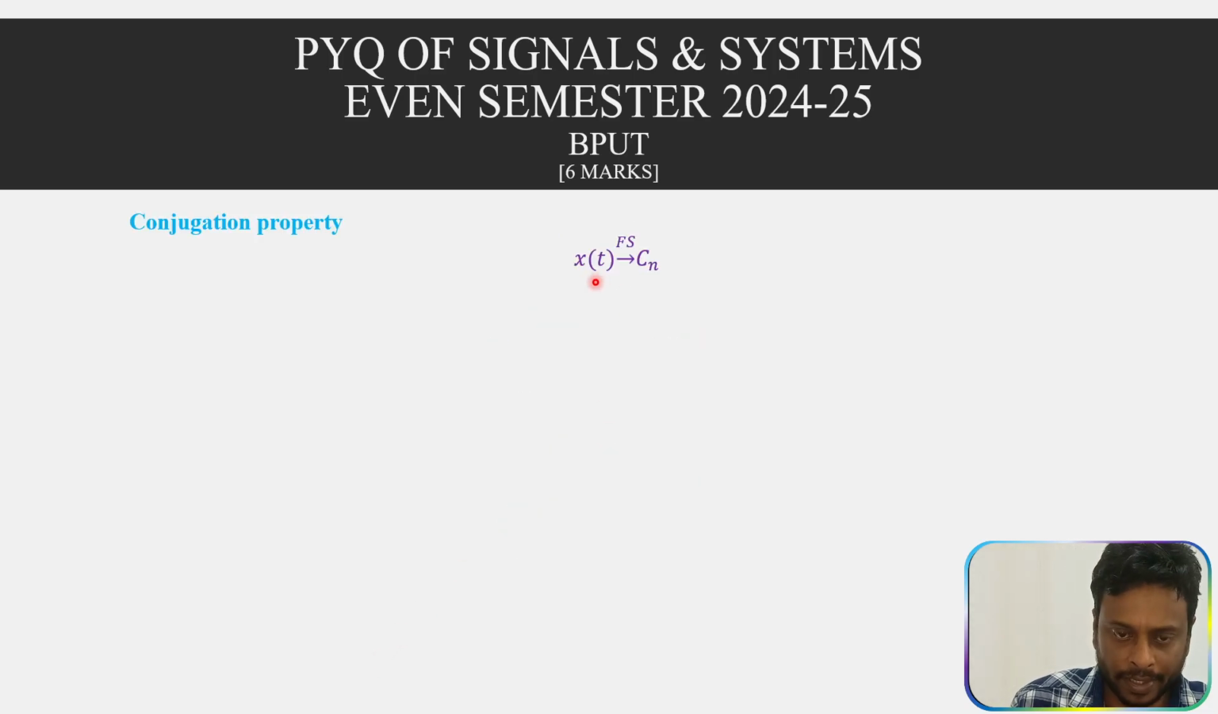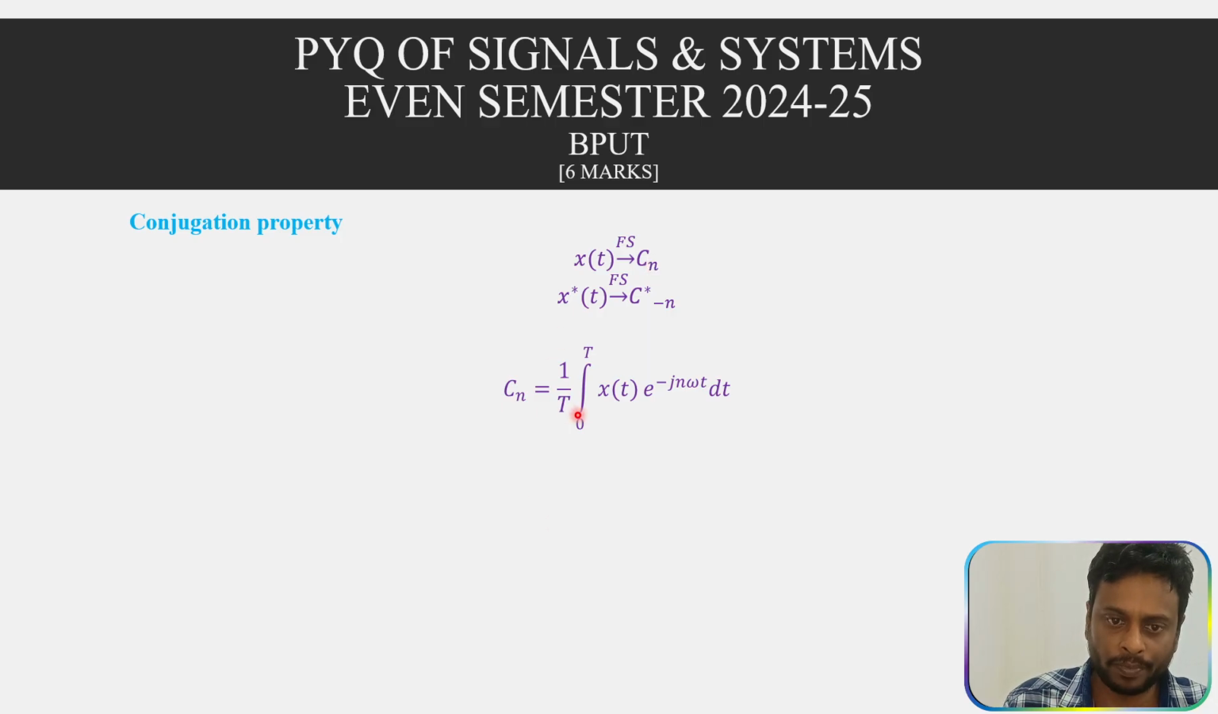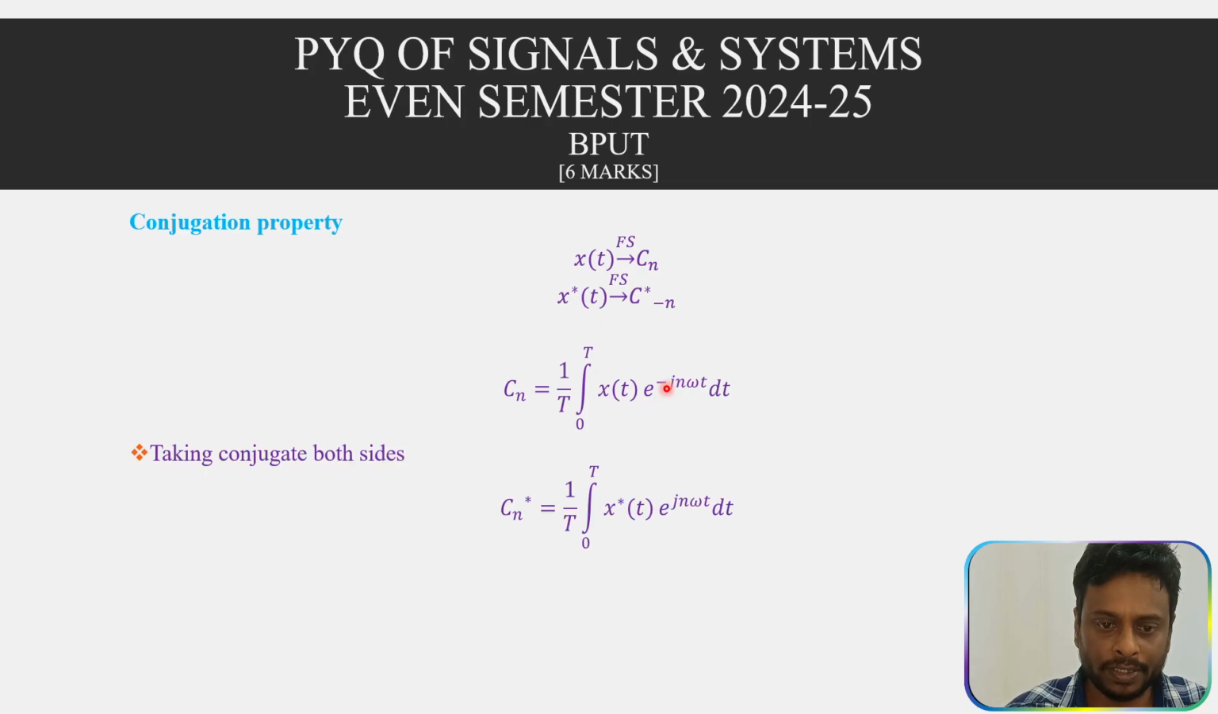Then the conjugation property. Then x of t with the Fourier series coefficient Cn. So what is x star of t? The Fourier series coefficient is C minus n star. Cn, the Fourier series coefficient, is 1 upon T, integral over the period of x of t e to the minus j n omega t dt. If we take the conjugate on both sides, it will be Cn star, that is 1 upon T integral of x star of t, with the exponent becoming plus.